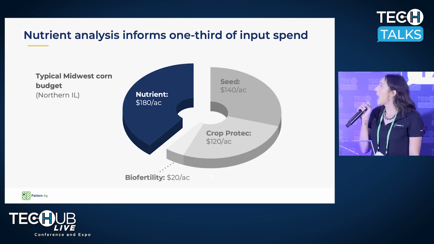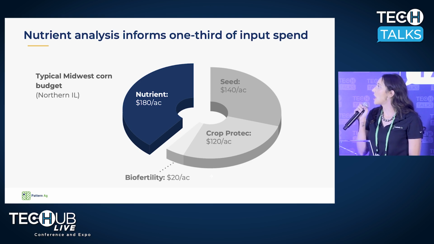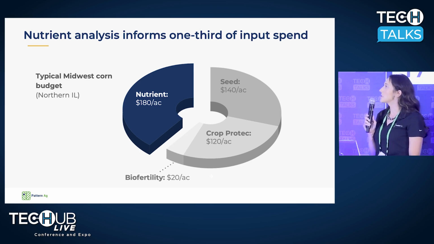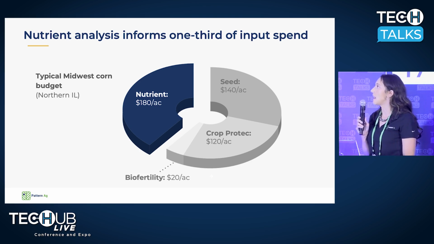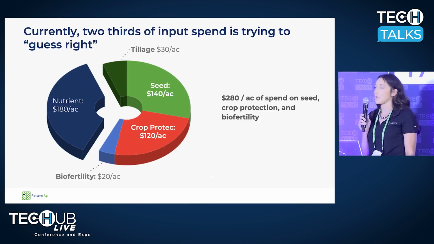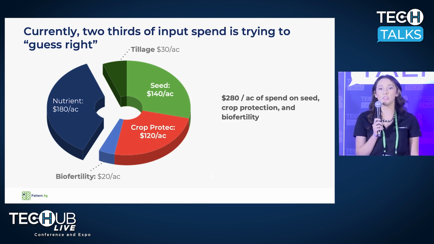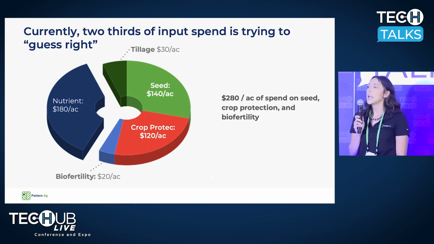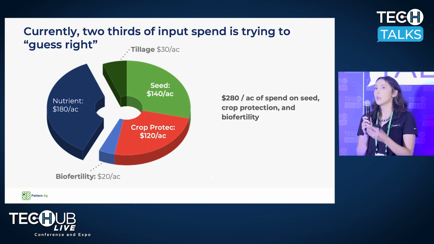So essentially, every year you spend about $500 on your nutrients, your seed, and your crop protection. What we're trying to do is help you with the guessing game: understanding what hybrids, insecticides, pesticides, and treatments you need on that crop in order to get your maximum yield potential. Currently 2/3 of the input spend is trying to guess right. So understanding if you are putting on the right seed traits, the right insecticides and fungicides, and trusting your advisor, your crop agronomist, in order to reach your maximum potential.